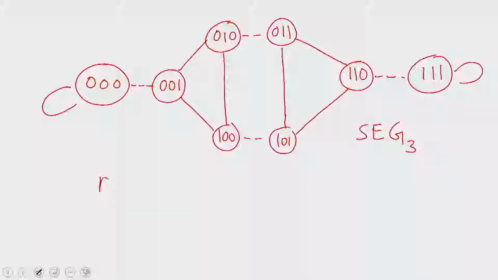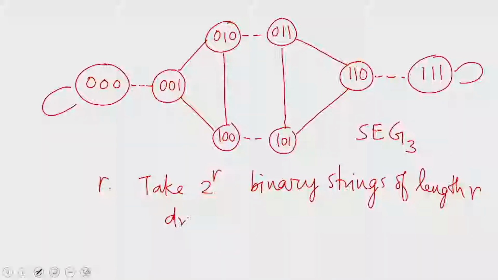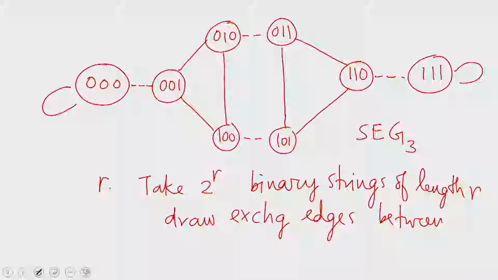In particular, for dimension r, take the 2 power r binary strings of length r, and then draw the exchange edges between nodes that differ in the least significant bit. Shuffle edges are between vertices that are cyclic shifts of each other.